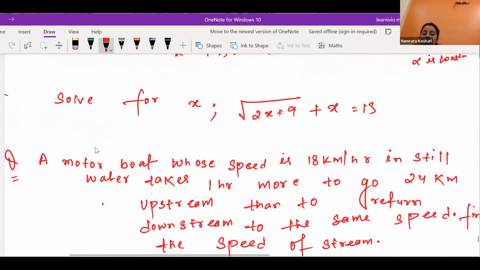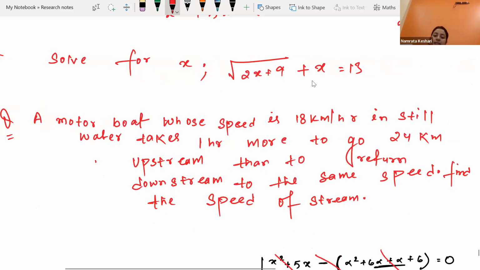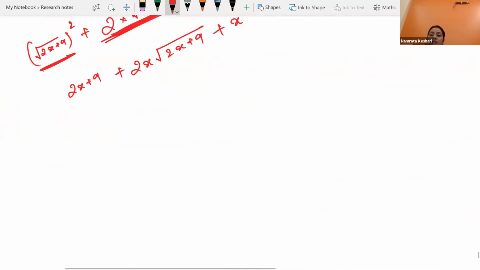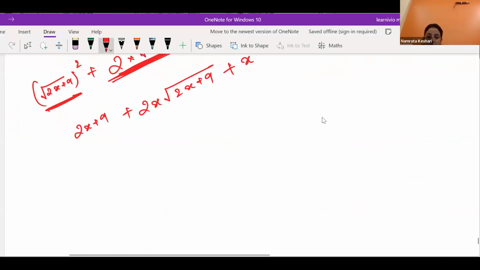The motorboat question. A motorboat is there whose speed is 18 kilometer per hour. Now think about it. Forget about this motorboat question for a moment.